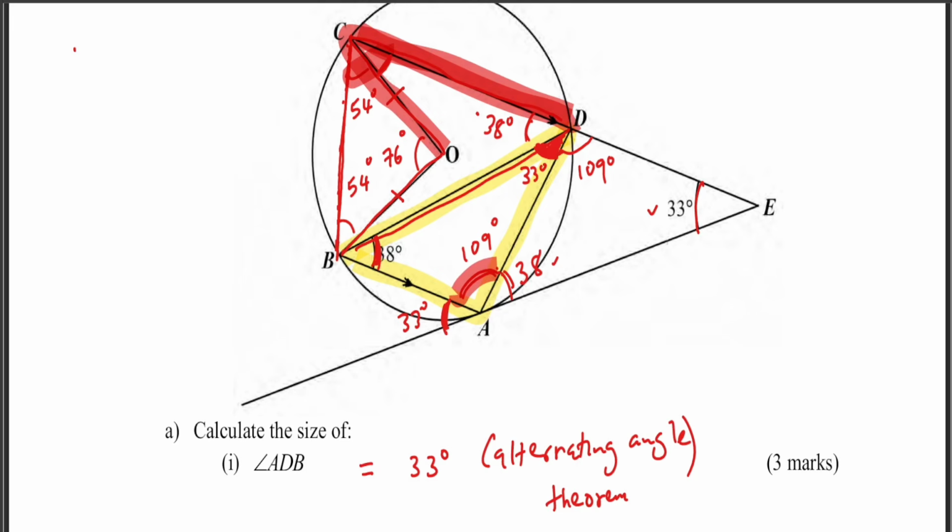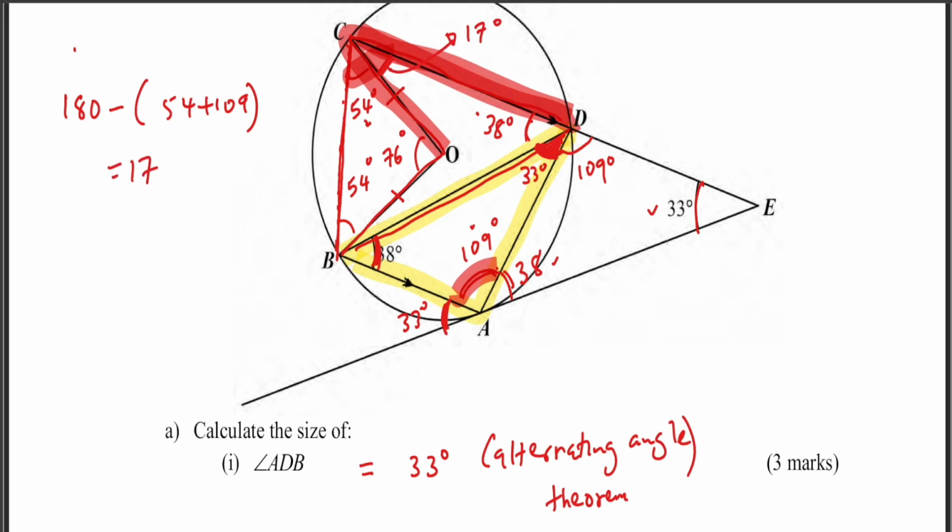So if we were to find this remaining angle here, first let's add 54 to 109. So 54 plus 109, let's see how much it gives us. It gives you 163. If you subtract from 180, it gives you 17 degrees. So this angle here is 17 degrees.